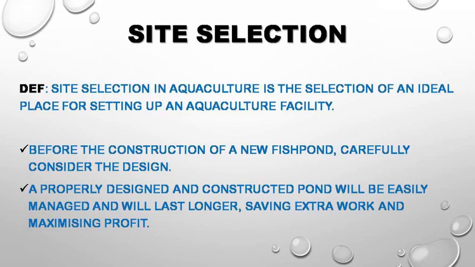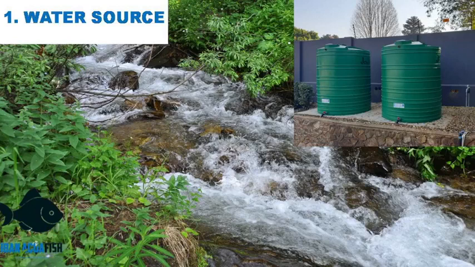Number one, the water source. When you are selecting a site for a fish pond, the first thing that you have to consider is where you will get your water for the particular fish that you intend to grow. Usually the common sources of water available for most farmers would be natural water from natural water bodies, for example, a stream or a river that may be nearby, or water from a borehole.